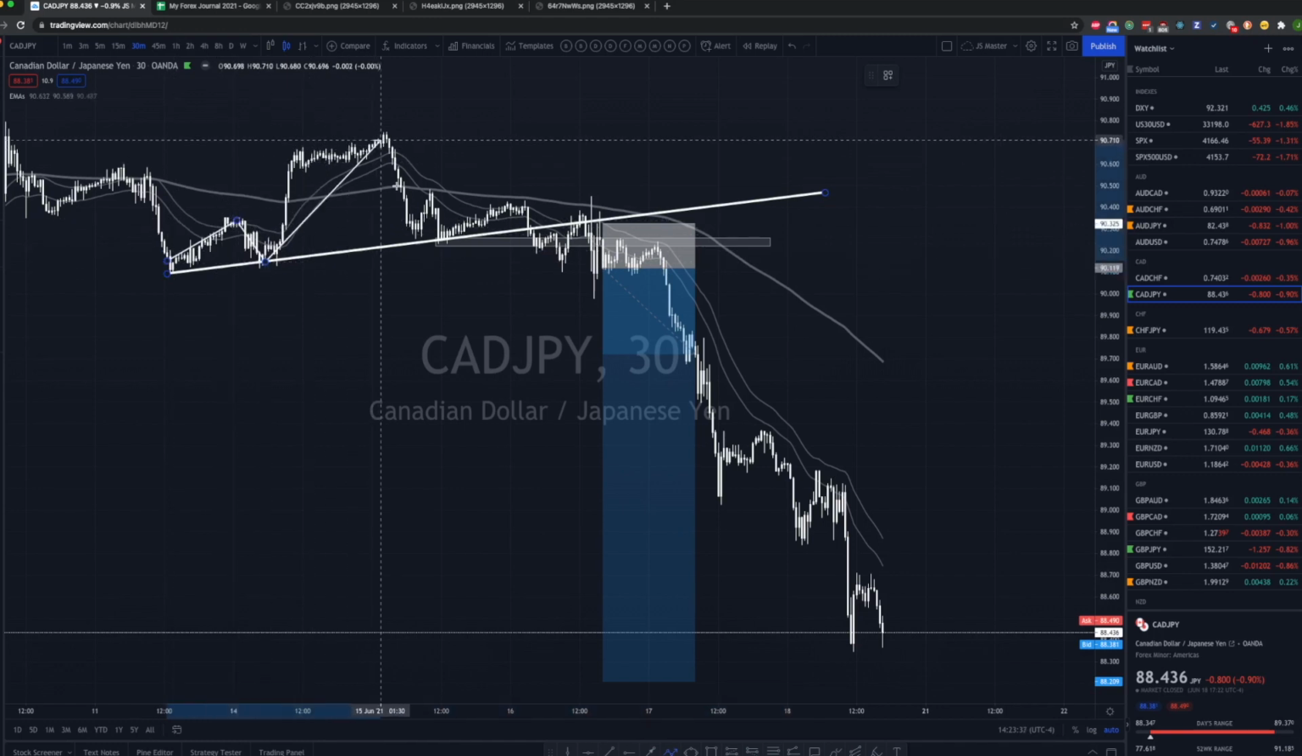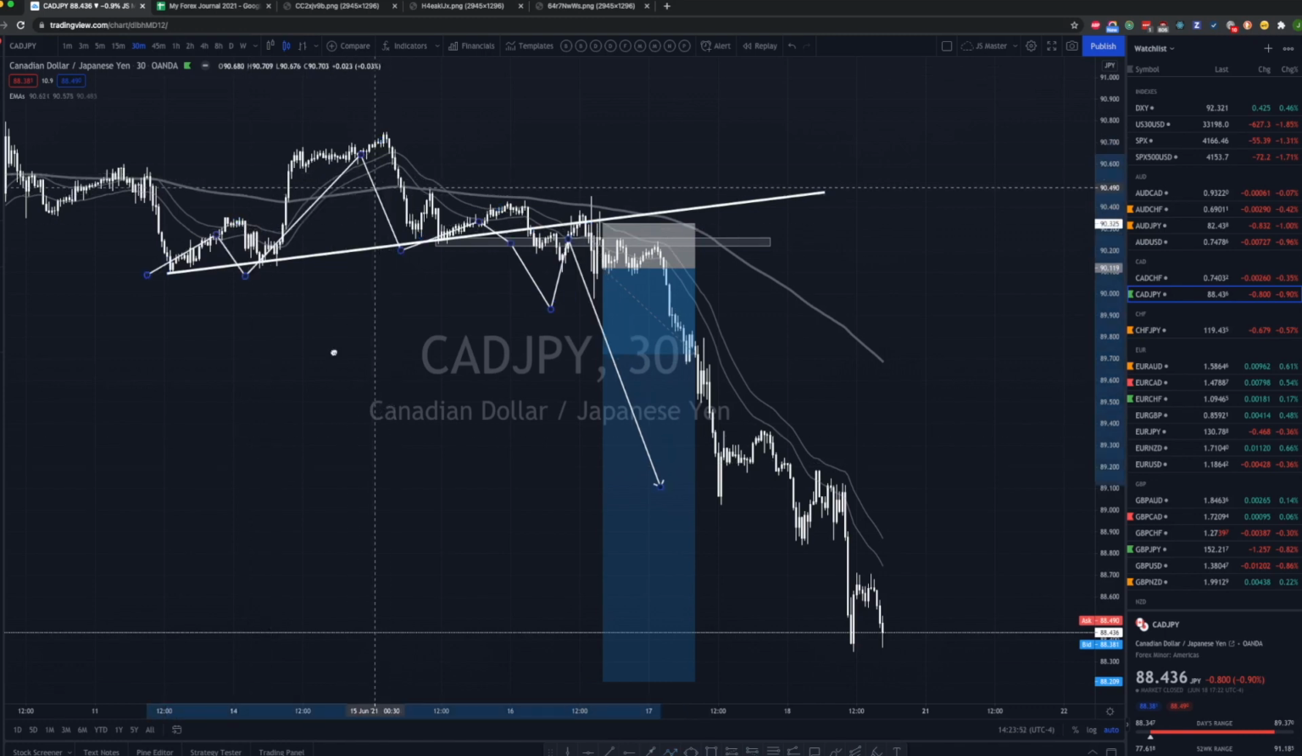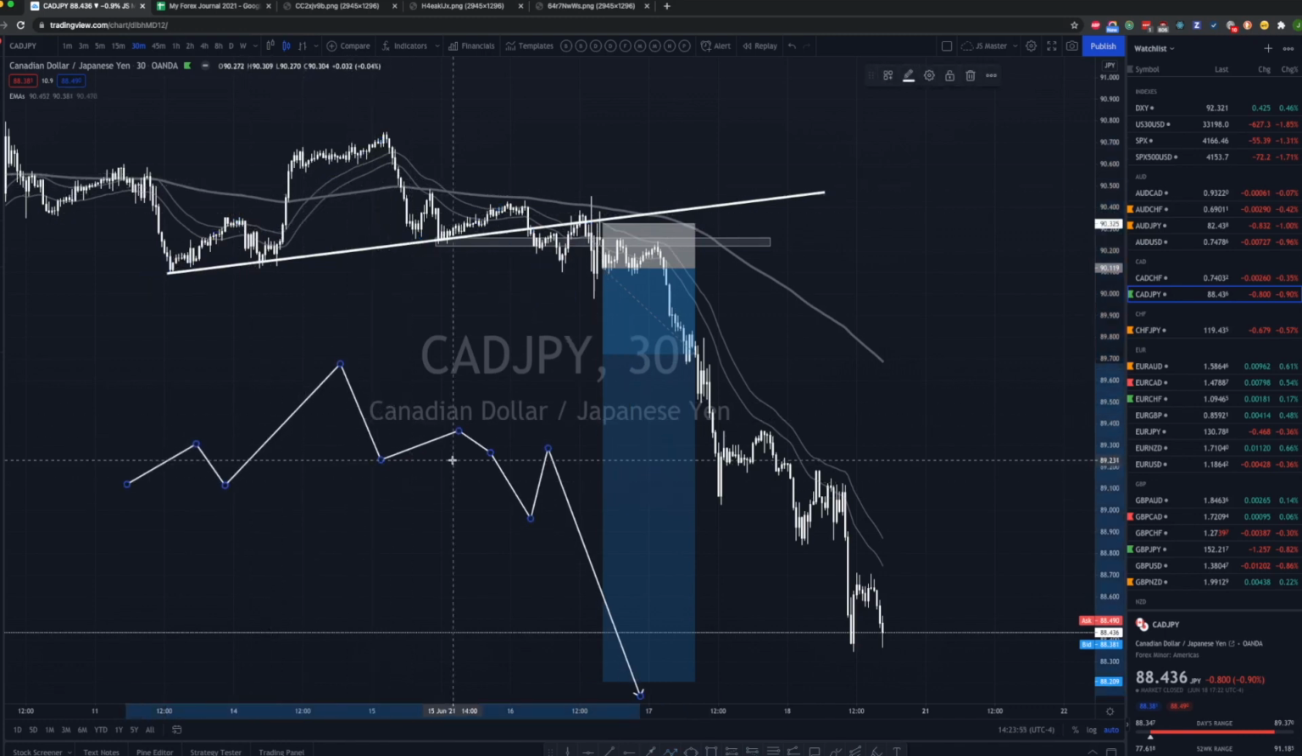Head, right shoulder, break of the head and shoulder pattern, retest with rejection, and then you're just looking for continuation, right? So simple kind of market structure just there.